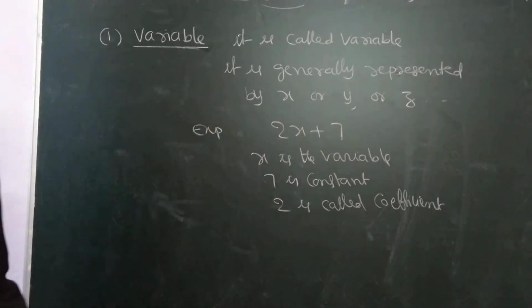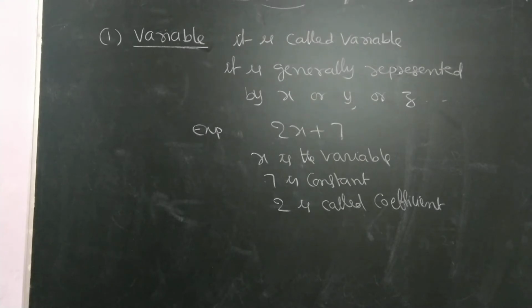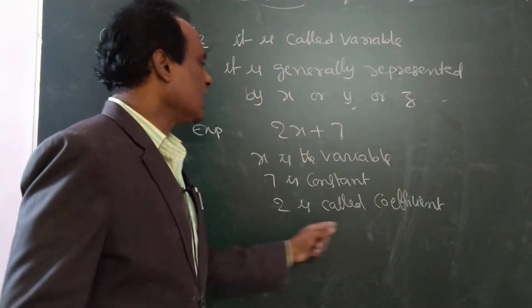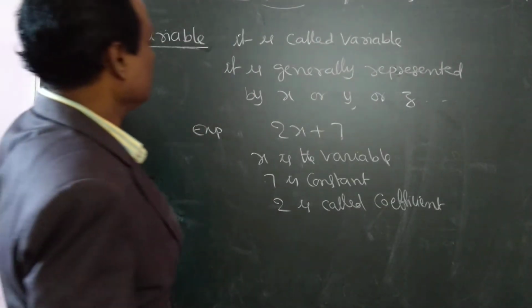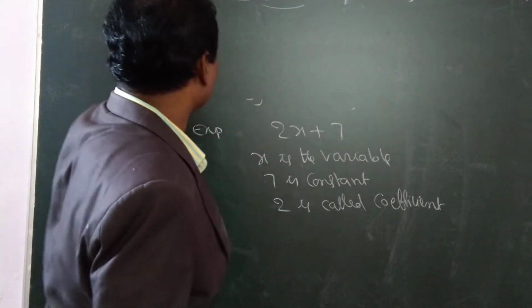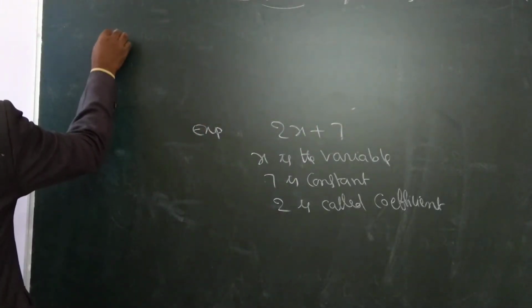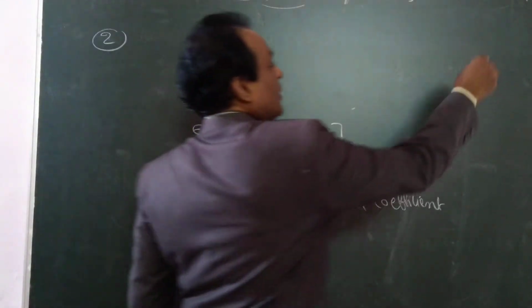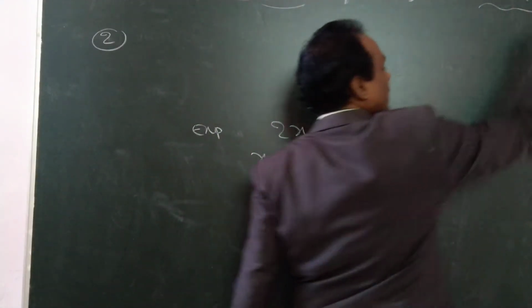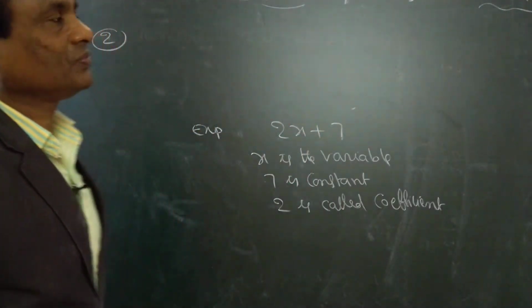Write down. x is the variable, 7 is called a constant, 2 is also called a constant, but if it is multiplied with the variable, we also call it a coefficient. Now it is very clear what is variable and what is constant. This is over. Variable I explained.